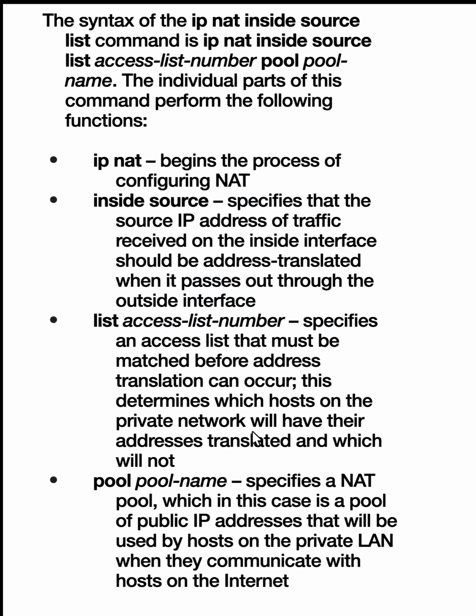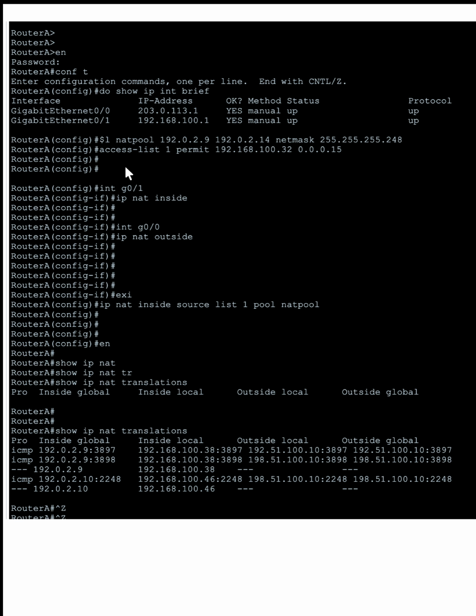So let's have a look at this. We need to go into global configuration mode on our router. First, do show ip interface brief. This shows us we've got GigabitEthernet 0/0 and GigabitEthernet 0/1. So 0/0 is the interface that's going to be used for ip nat outside. We configure ip nat outside on that, and the other one we configure for ip nat inside. So interface GigabitEthernet 0/1, ip nat inside. Then we go into interface GigabitEthernet 0/0, ip nat outside.